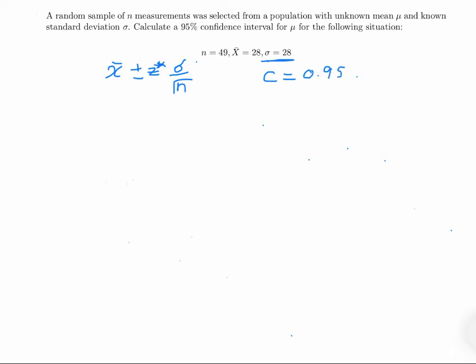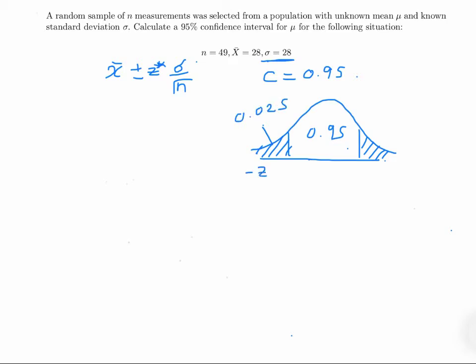That means 0.95. So let me draw the normal curve now. The middle area is 0.95. Therefore this plus this area is 0.05, so we can say this one is 0.025. Now we need z star, here negative, and here z star is positive.